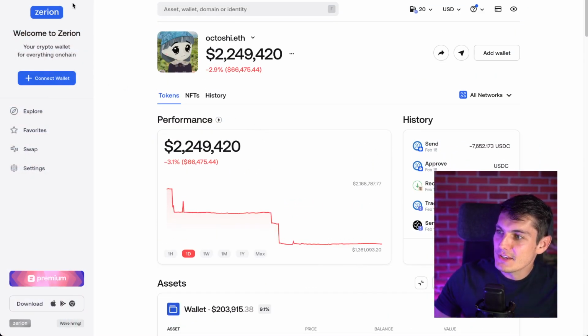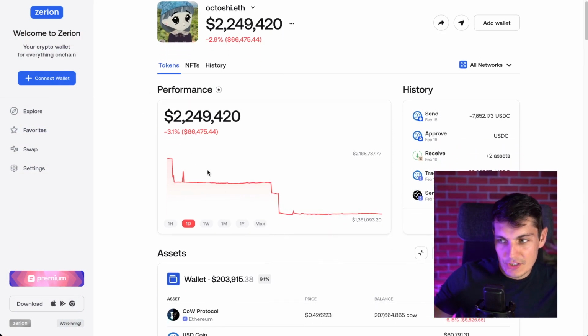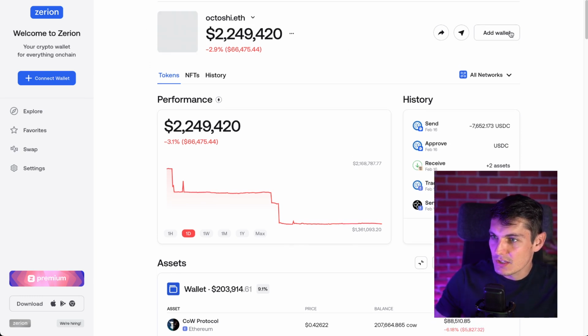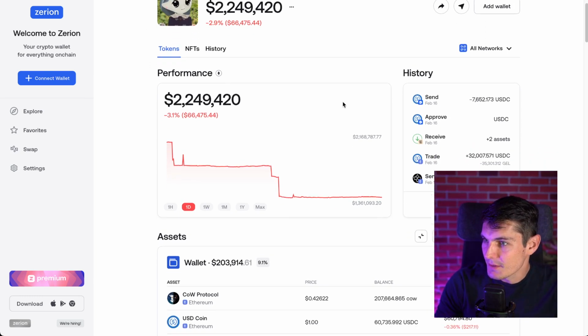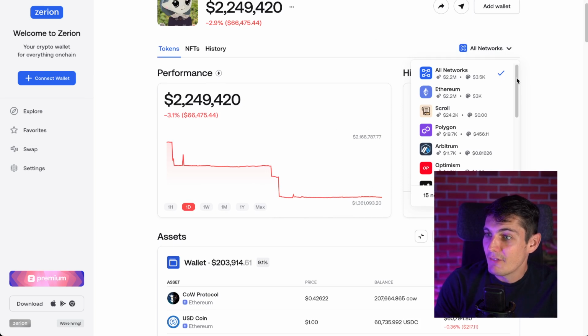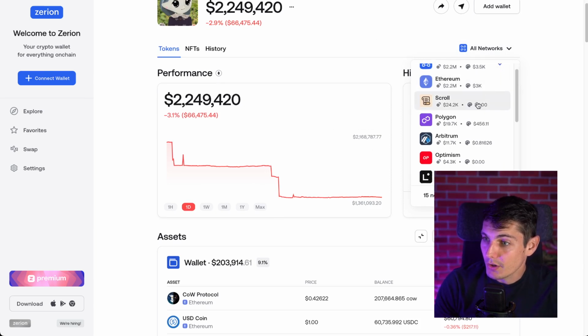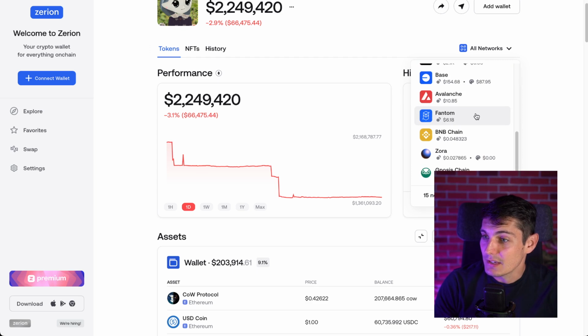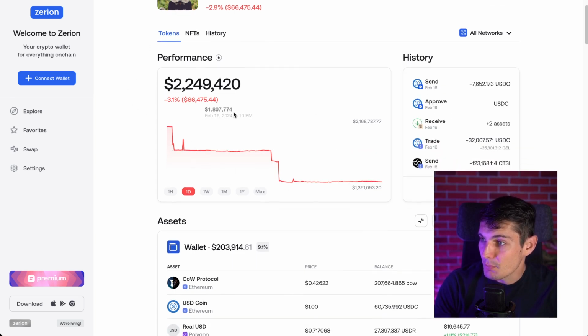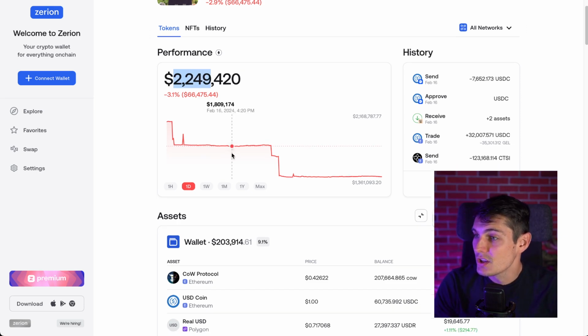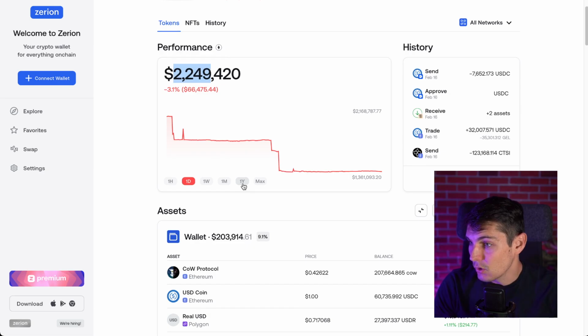Here I'm using Zerion.io. It's free as well, and you can track many wallets. You can connect your own wallet and add the other wallets. You see, I can just add it to my list. I have an overview of all the networks that the wallet we're talking about is using. I can see the performance of the wallet. And you see, compared to Etherscan, here I can see the portfolio, which is $2.2 million.